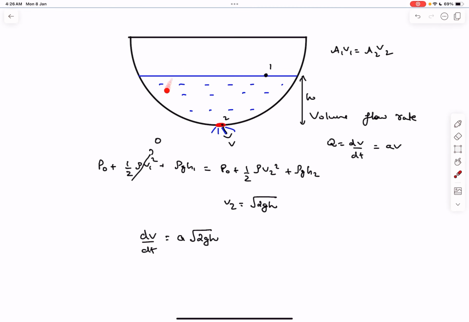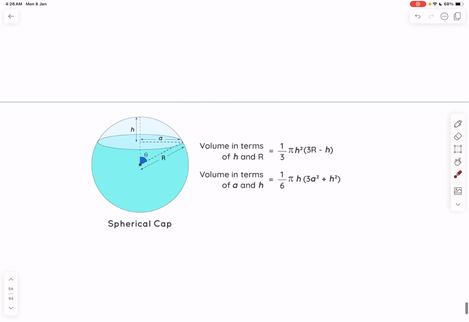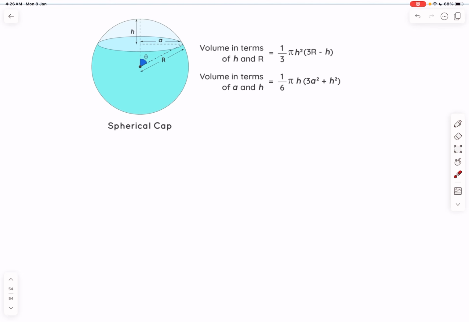Now we have to find the rate at which volume is changing in our container. We need to first know the volume of the fluid in the container, and for this we need to know a result, the volume of a spherical cap. If you didn't know it, the spherical cap is a shape something like this, as in our question. The volume of this element is going to be 1 by 3 pi h squared times 3r minus h, where h is the height of the cap. So we are going to be using that.